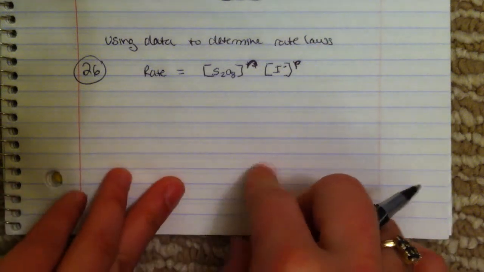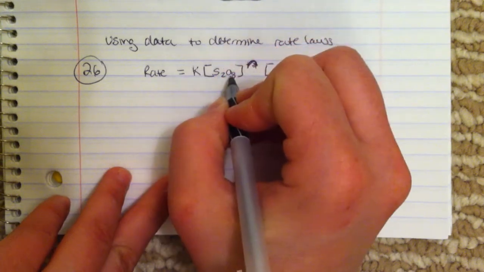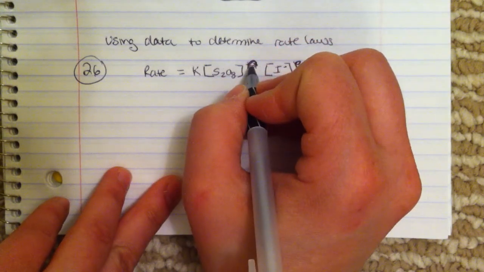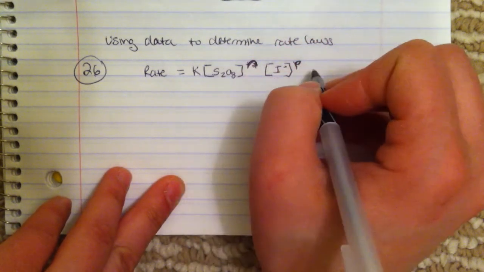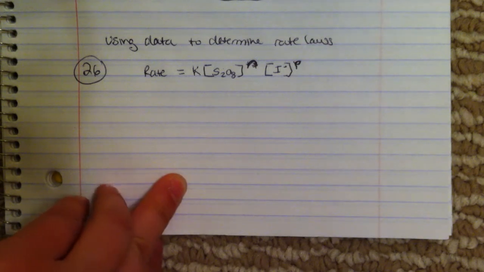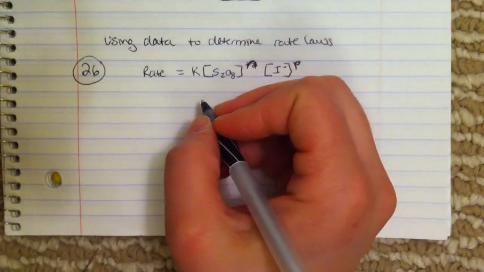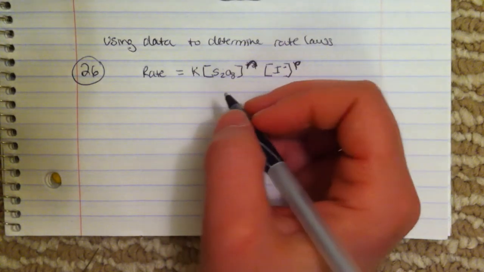Okay, the general form of the rate law always takes the form of the rate equals k times the concentration of one reactant to some power and the concentration of the other reactant to some power. So to figure out what these powers are, we need to do what I call table logic. I'm going to switch over to the chart in the book.